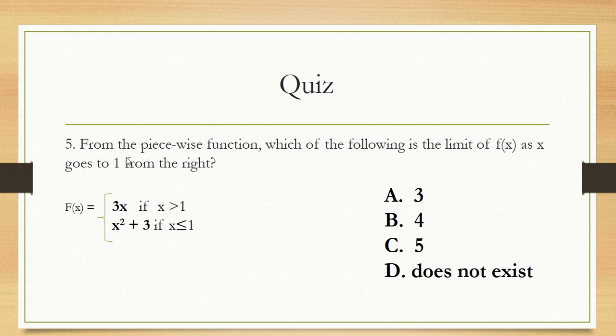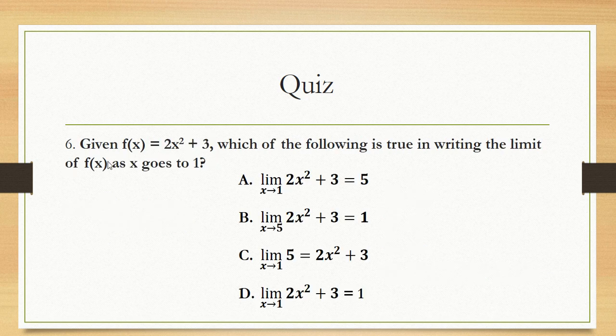Next, number 5, from the piecewise function, limit of f of x as x goes to 1 from the right. So from the right, this one, as x goes to 1, that is 3 times 1 by substitution, that is 3. So letter A. Number 6, given f of x equals x squared plus 3, which of the following is true in writing the limit of f of x as x goes to 1? So, as x goes to 1, ito yon. Pwedeng ito yon.